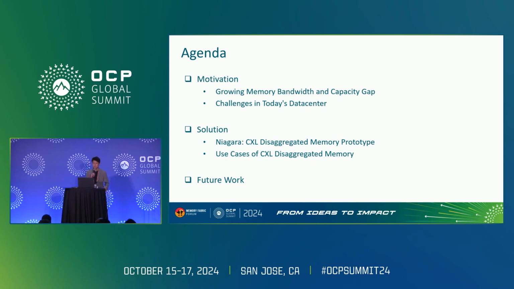So here is our agenda for this presentation. I'm going to first talk about the motivation, in particular challenges in today's data center, and why we should focus on CXL disaggregated memory system. And then I will introduce Niagara, our CXL disaggregated memory prototype, and also discuss some use cases that can mitigate the above challenges. And I will end this presentation with an introduction to our future work.